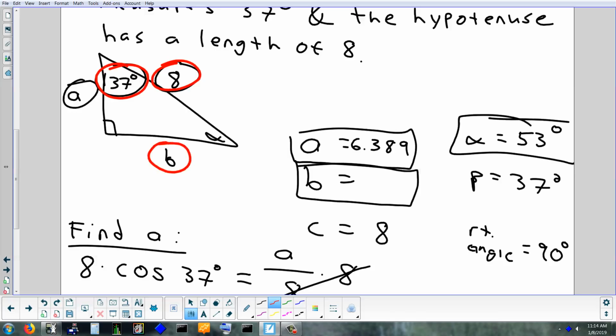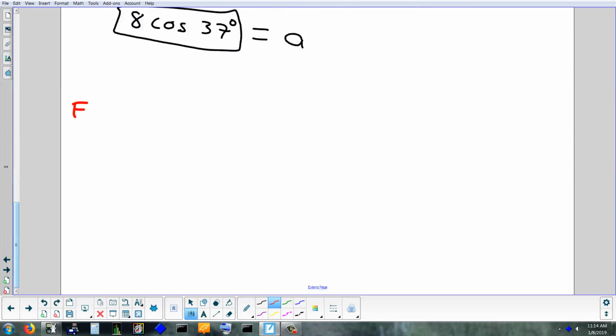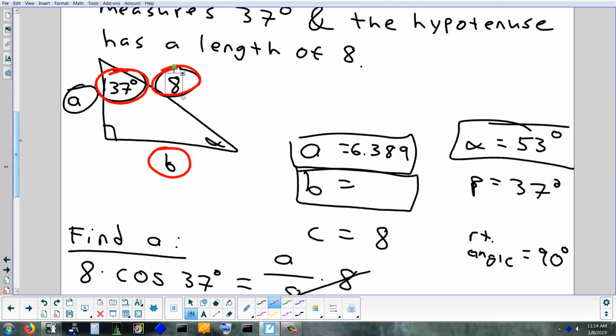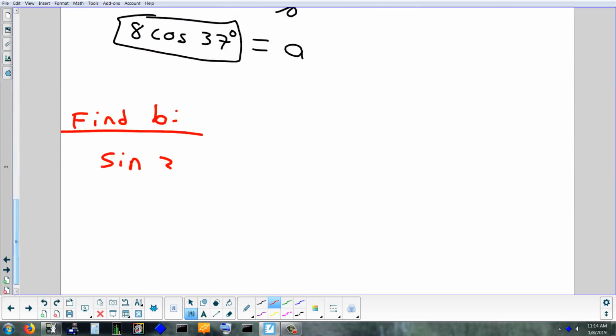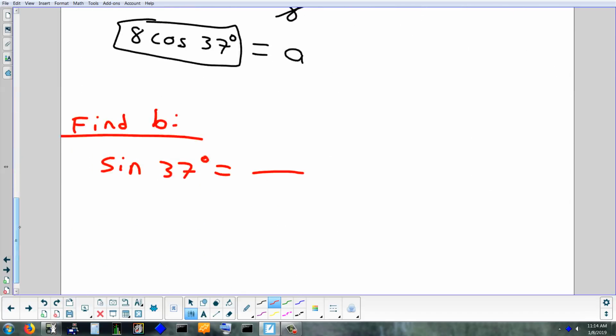Sine, yeah, because you want to know the opposite. You know the hypotenuse. Opposite over hypotenuse is sine. Okay, so let's write that down. So we're finding b. Sine of, what am I putting in there? Sine of 37, equals opposite over hypotenuse, b over 8.